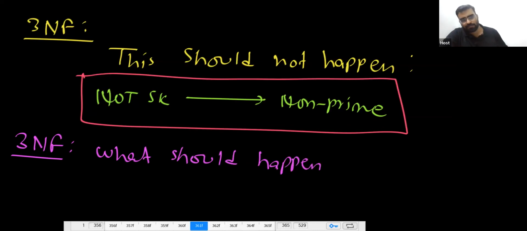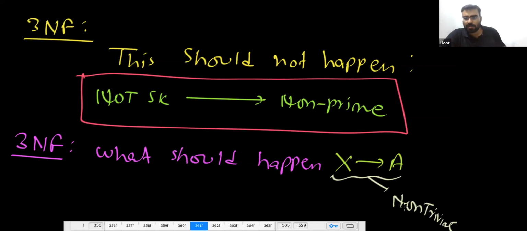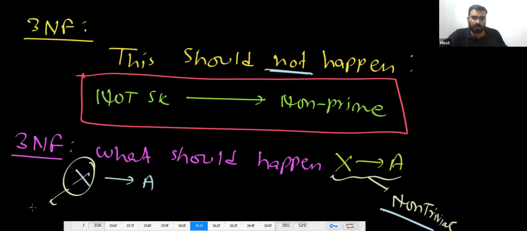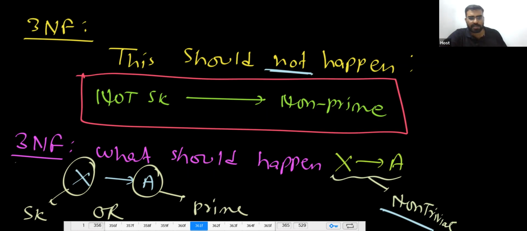So what should happen if you have X determining A, a non-trivial functional dependency? This should not happen. So what should happen if you have a non-trivial functional dependency? Either this should be a super key or this should be prime. Agree? Either this should be a super key or this should be prime. Agree or not?